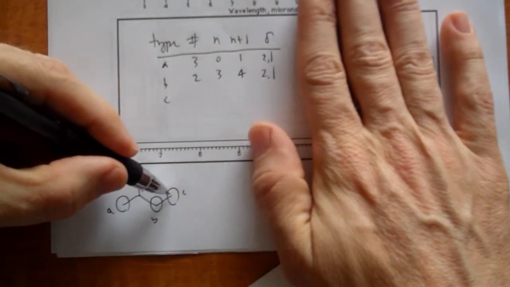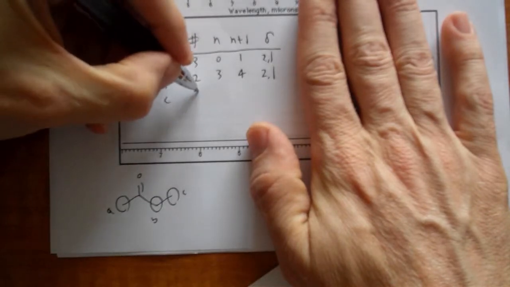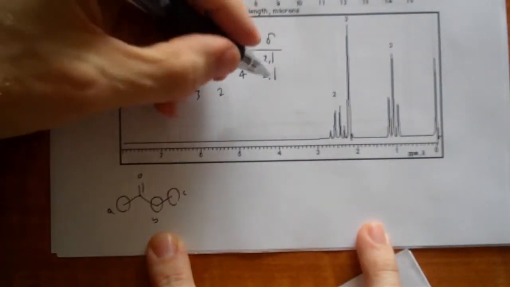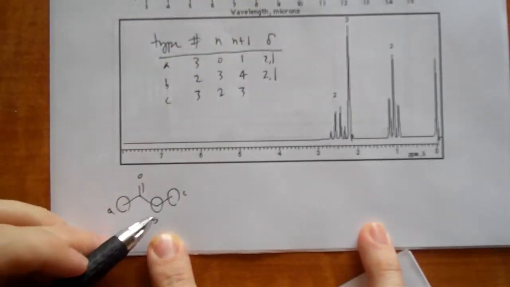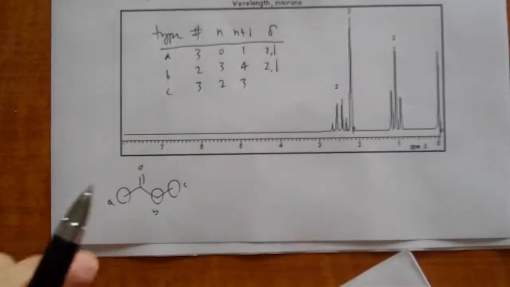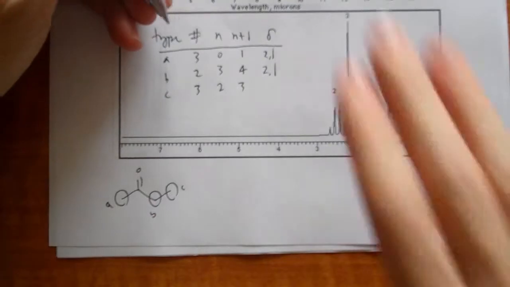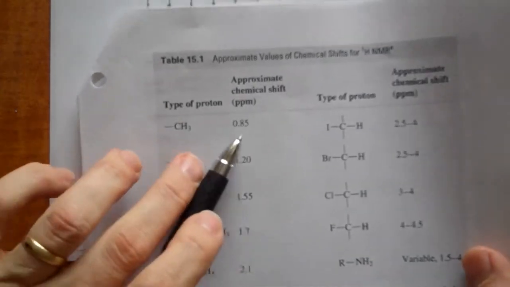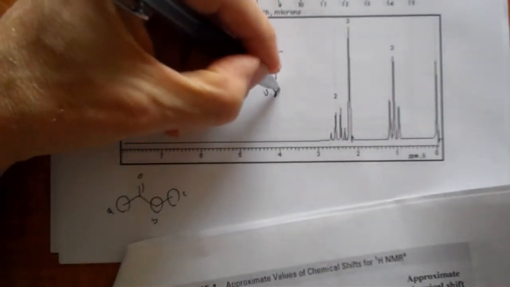Now look at this, C. C, there are 3. How many neighbors does C have? 2. So it's a triplet. And it's close to 1, right? Because it's just right next to that. It's probably drawn upfield a little bit because these other guys are upfield, but I'm going to still go with the actual number. It's a CH3. I'm going to say 0.85.